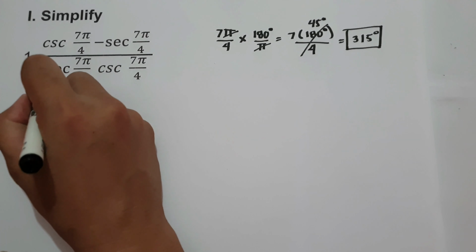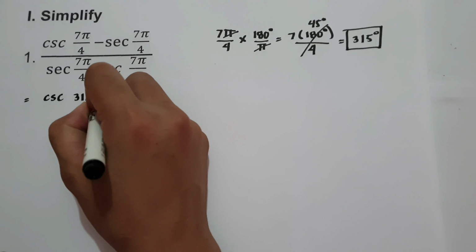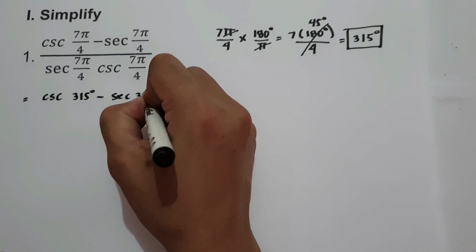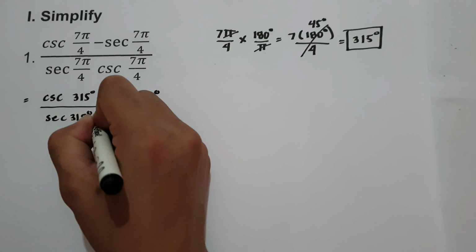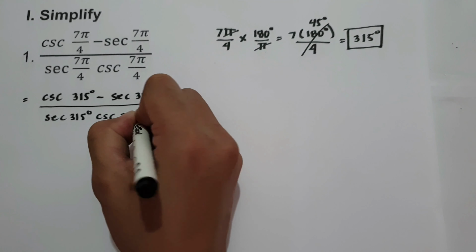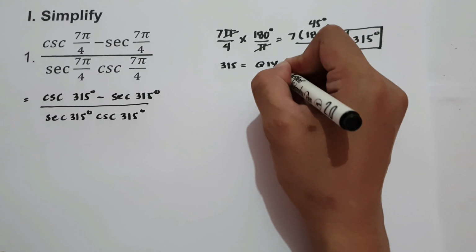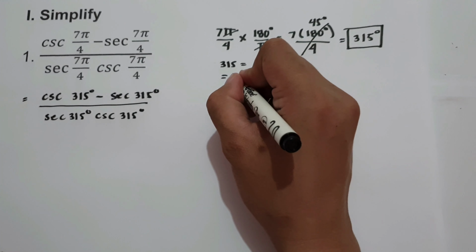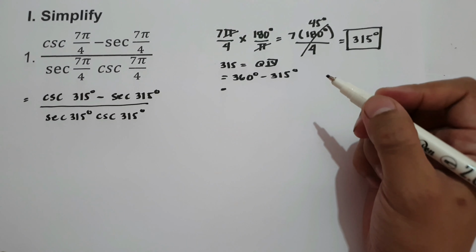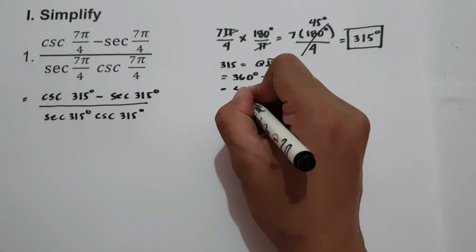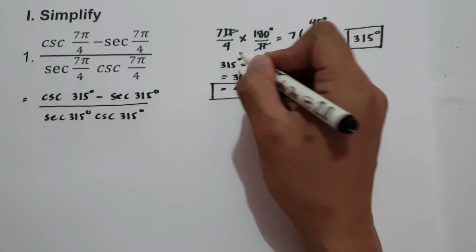So we have cosecant 315 degrees minus secant 315 degrees all over secant 315 degrees times cosecant 315 degrees. 315 degrees is located in quadrant 4. And the reference angle in quadrant 4 is 360 degrees minus 315 degrees. So let us subtract: 360 minus 315 is 45 degrees. So this will be the reference angle of 315 degrees.